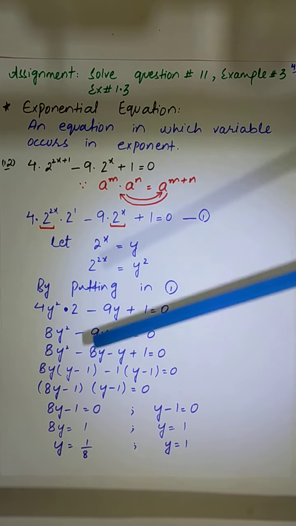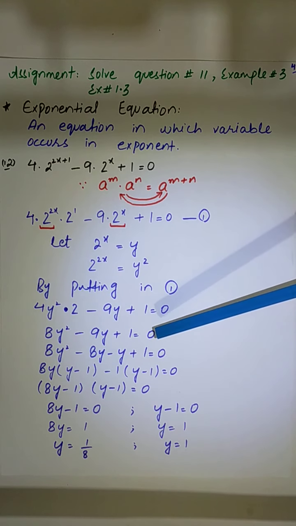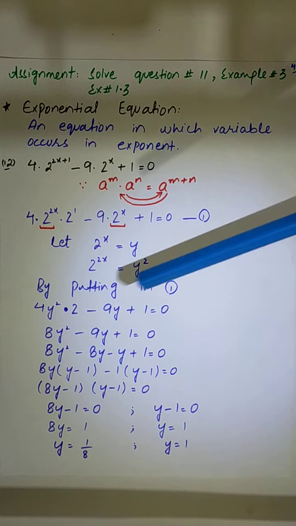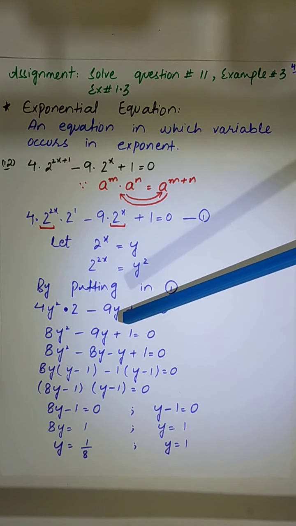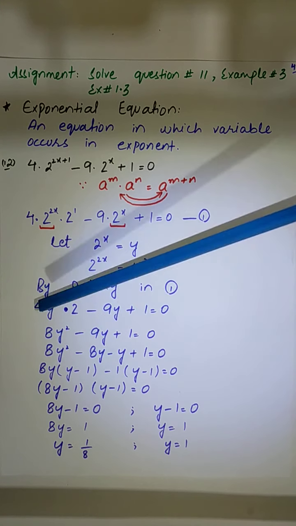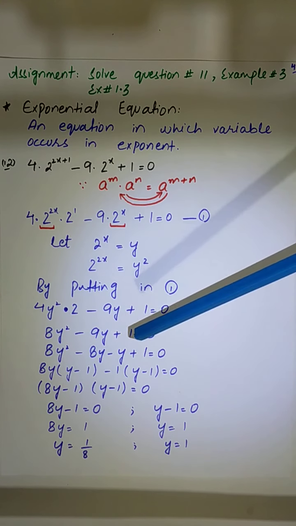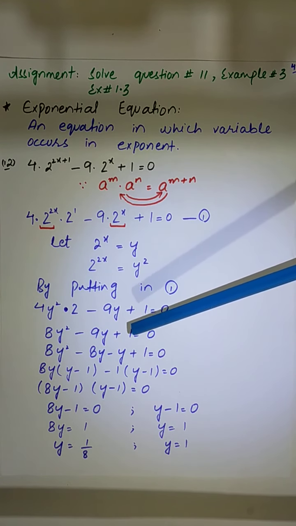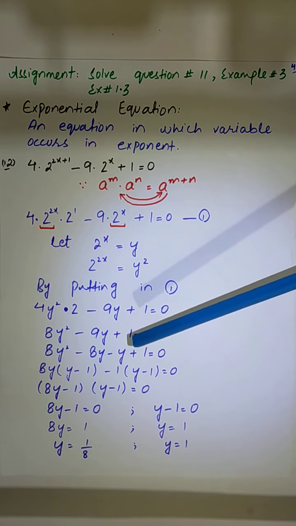8y square minus 9y plus 1, now we have to factorize this equation. If we cannot factorize, we will use quadratic formula. But before that, we will check whether we can factorize this equation. So 8 into 1 is 8. It means we have to take the factors of 8. So 4 into 2, that will not become 9. But 8 and 1 become 9. So we will write 8y square minus 8y minus y plus 1 is equals to 0.